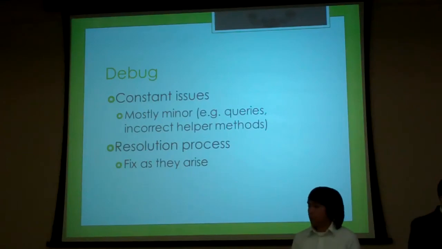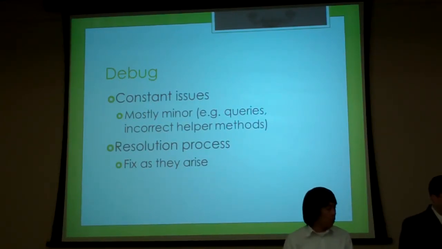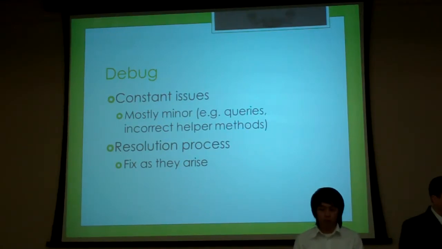For debugging, we encounter a lot of issues, but luckily those are mostly minor. For example, incorrect code, incorrect helper methods, layouts that don't display right, or memory leaks. And it's actually easy to fix, and we only use the debugger and the log system to figure out what's going wrong. And so we just fix them as they arise.